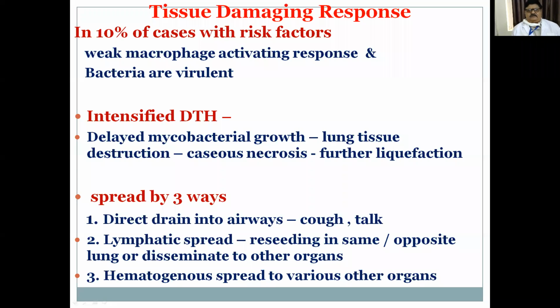So this is where we have to be very careful. That is the delayed type of hypersensitivity, formation of cavities in the lung, and spread by coughing, sneezing, talking, and lymphatic spread, seeding in the same or the opposite lung, or dissemination by lymphatics into various other organs. More dangerous is hematogenous spread to various organs.